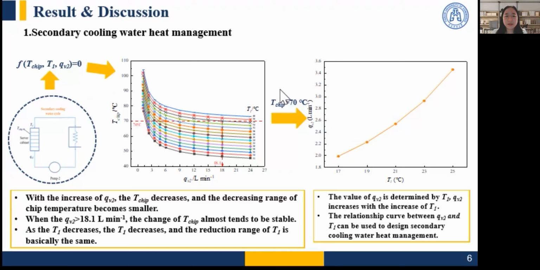As T1 decreases, the reduction rate of T-chip is basically the same. The volume of QV2 is determined by T1. QV2 increases with the increase of T1. The relationship between QV2 and T1 can be used to design secondary cooling water heat management.